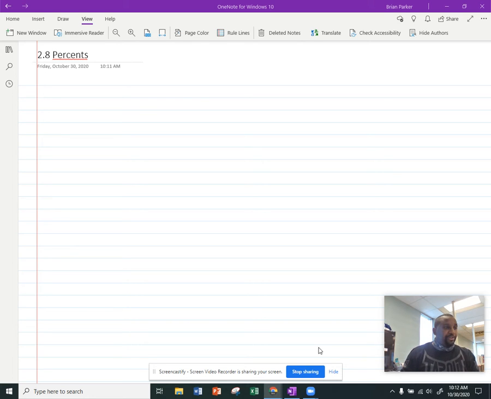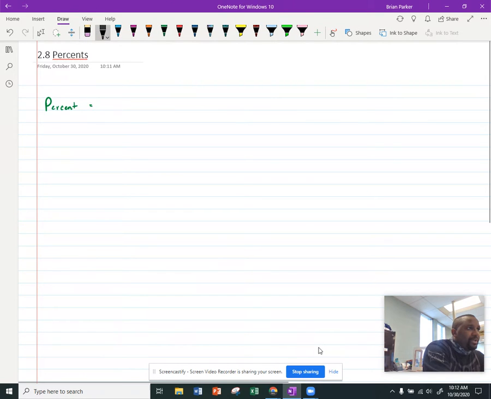All right, you guys, this is literally my favorite lesson on percents because I found a really easy way to do it all the time. But before we do, just understand what a percent is. A percent is really just a ratio out of 100, a ratio comparing to 100.